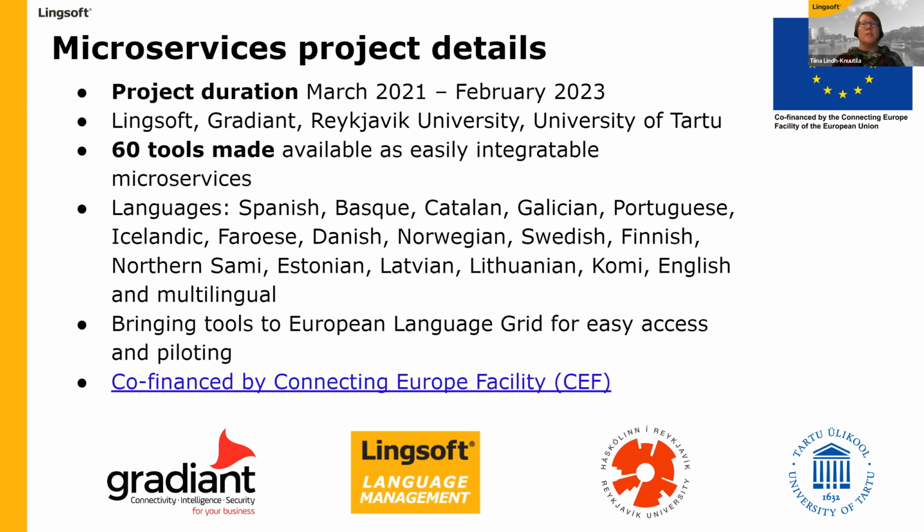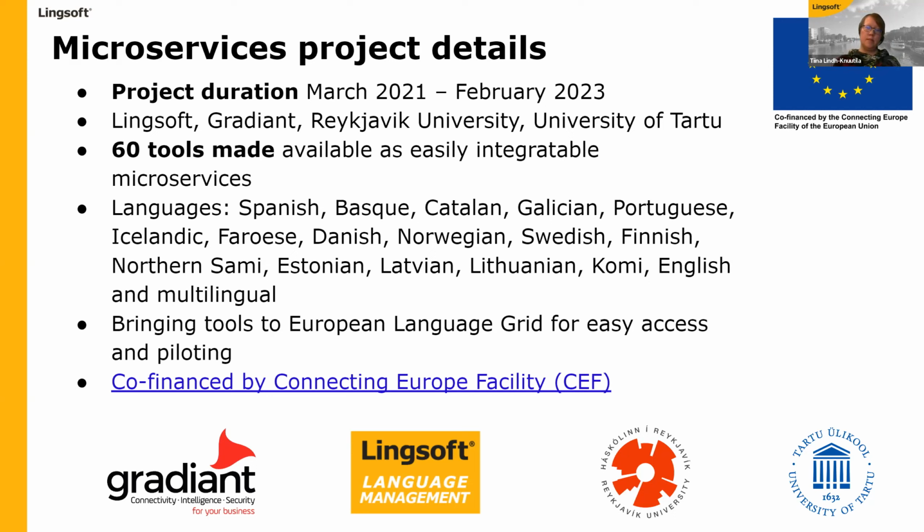So we started in the beginning of March 2021, and the project ends at the end of February this year. And I already mentioned the participants of our consortium. Our original goal was to make 40 tools available as easily integratable microservices. Well, we made 60. So that's kind of good value for the money, so to say. And the idea in general is that these would be as easy to use as possible.